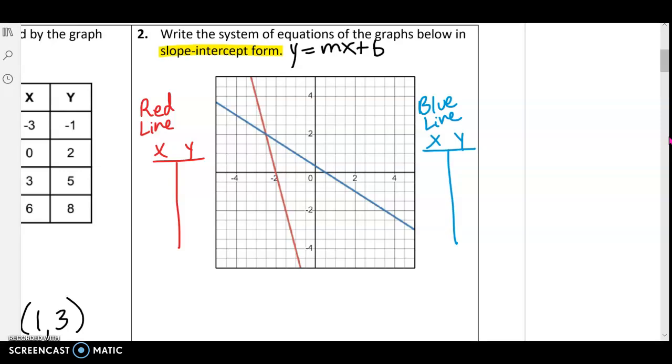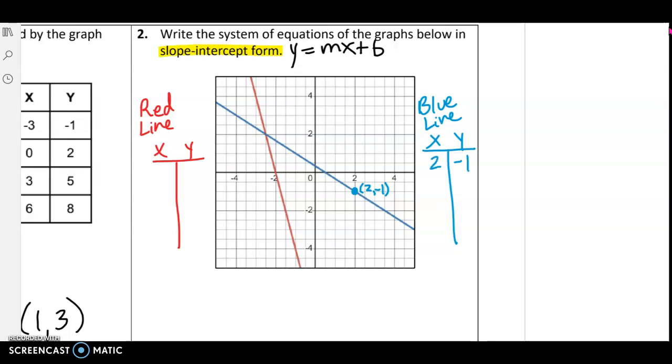Now, keeping in mind that this scale looks very different, okay? Each block doesn't count as 1. Each block counts as 0.5. So I want to pick points that are whole numbers if I can help it. So for instance, I have a point right here on the blue line, which is located at 2, comma, the x is 2, the y is -1. And I'm going to put that in my blue table, 2, -1.